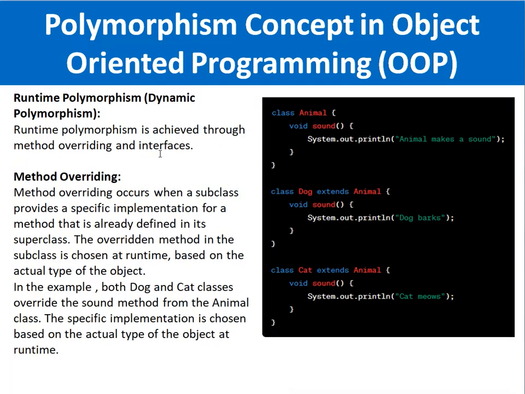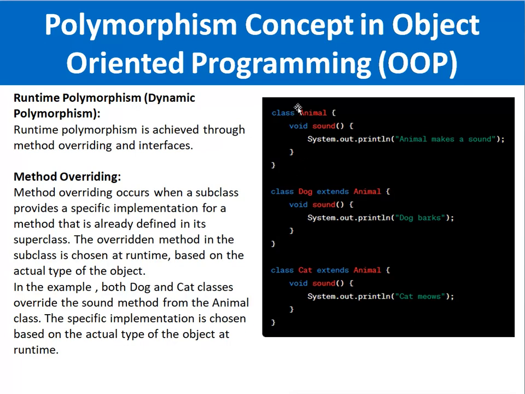Then the next one is runtime polymorphism or dynamic polymorphism. When we talk about dynamic polymorphism, we have two concepts here. First one is method overriding, and next is interfaces. Method overriding occurs when a subclass, meaning a child class, provides a specific implementation for a method that is already defined in the superclass or the base class. The overridden method in the subclass is chosen at runtime based on the actual type of the object.